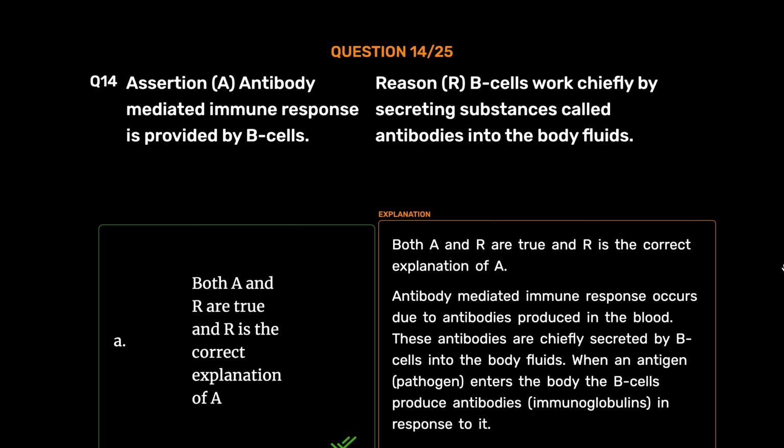Antibody-mediated immune response occurs due to antibodies produced in the blood. These antibodies are chiefly secreted by B cells into the body fluids. When an antigen, pathogen, enters the body, the B cells produce antibodies, immunoglobulins, in response to it.